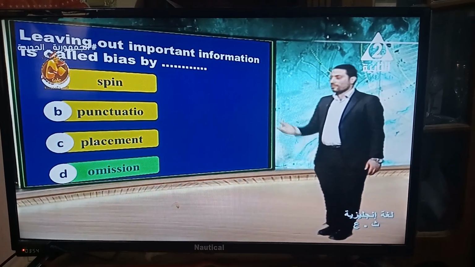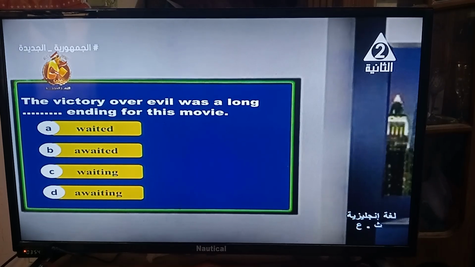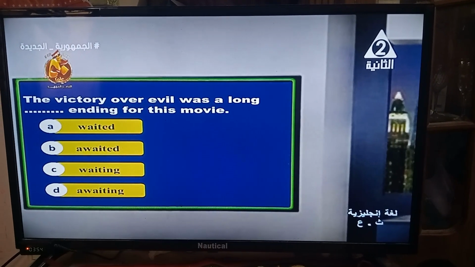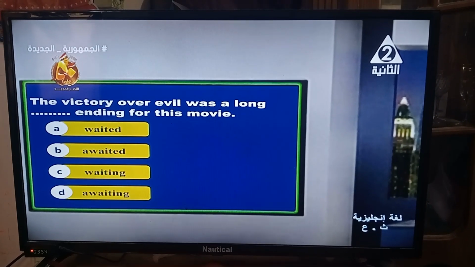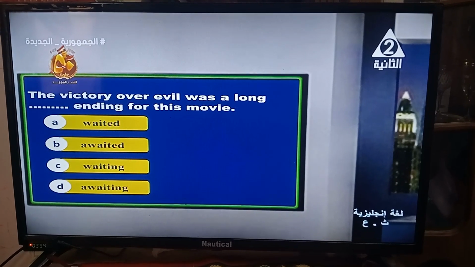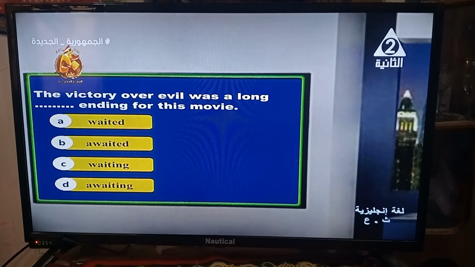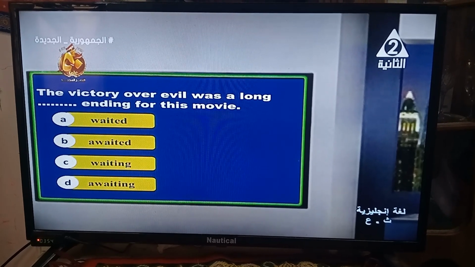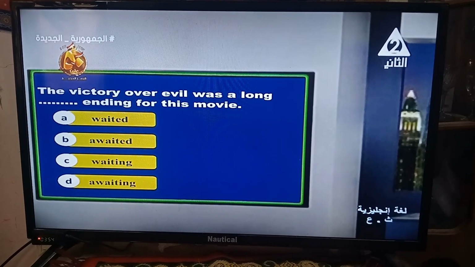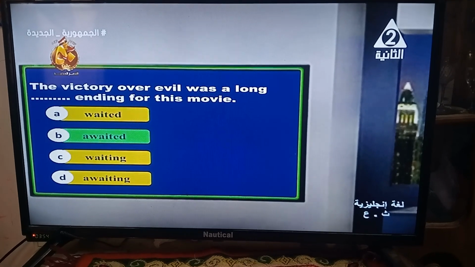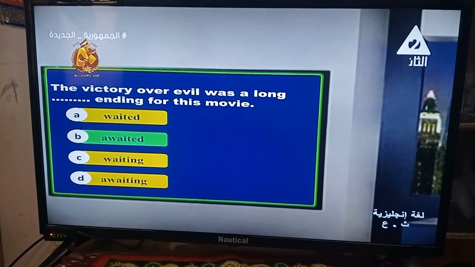Yeah, very good. So the next question. The victory over evil was a long space ending for this movie. Waited, awaited, waiting, awaiting. Just think a little bit about it. What would it be? What would be the answer? Wonderful, yeah, awaited. Excellent. The next sentence.